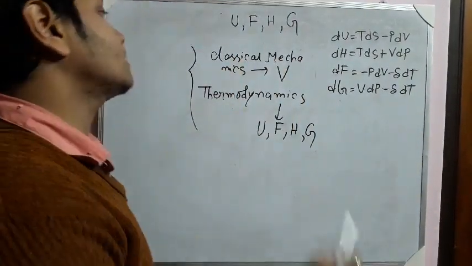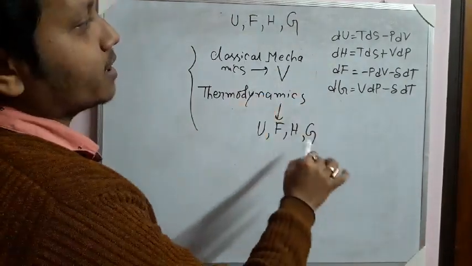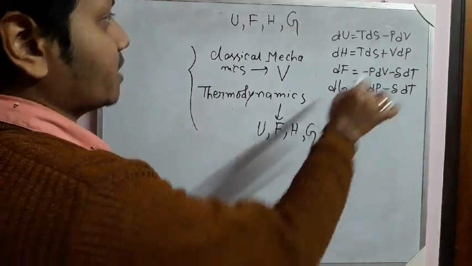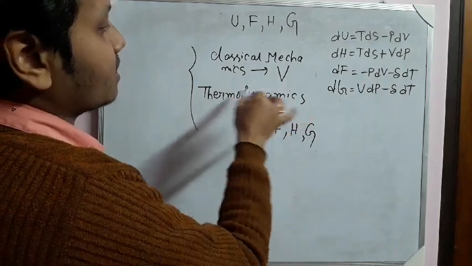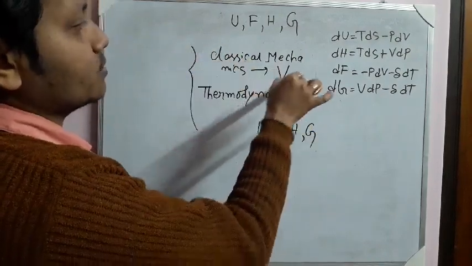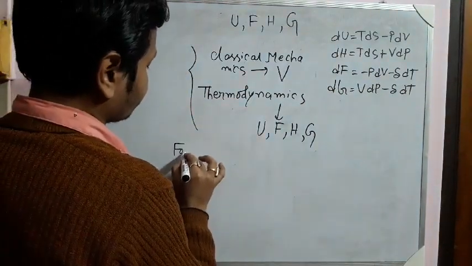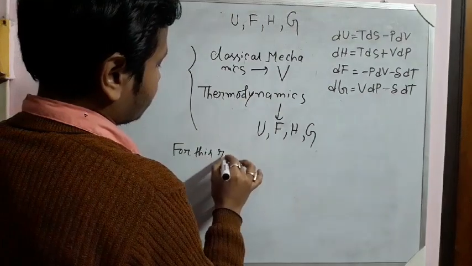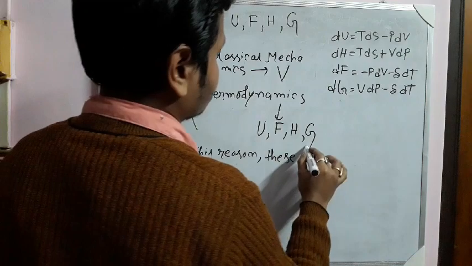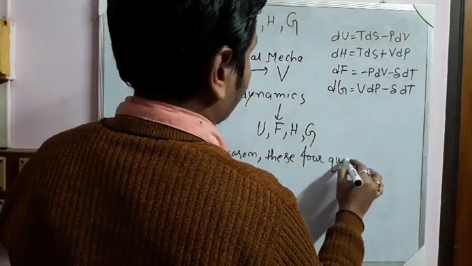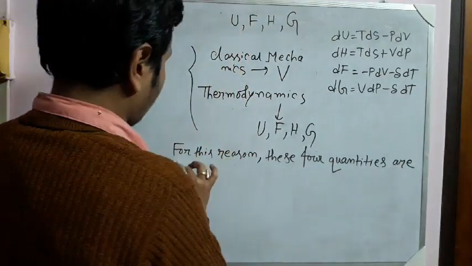In classical mechanics, a system is in equilibrium when V is minimum. Similarly, these quantities attain minimum value under certain specified conditions. So the role of these four quantities in thermodynamics is same as the role played by potential energy in classical mechanics. So for this reason, these four quantities are called thermodynamic potentials.